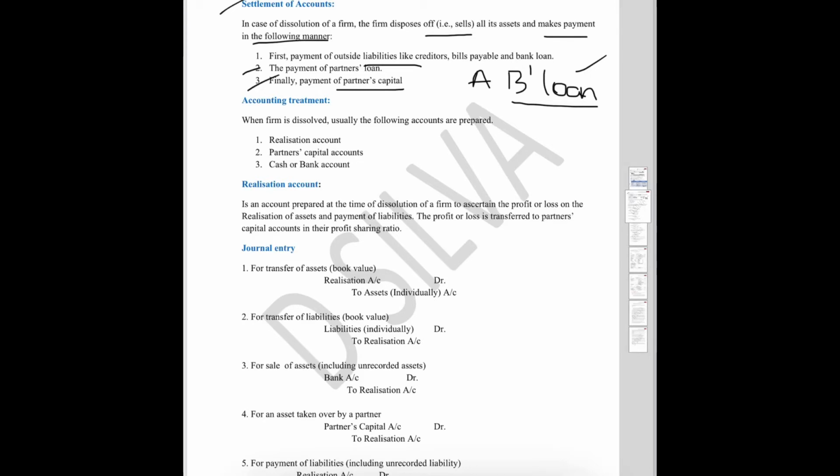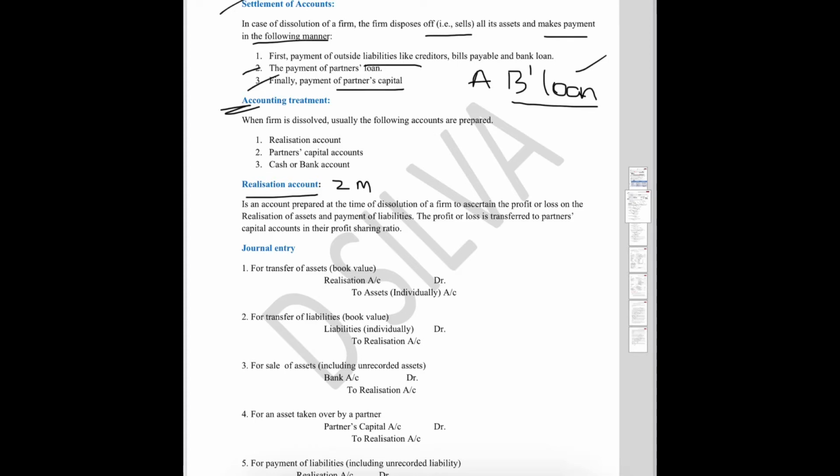The next one is accounting treatment. When a firm is dissolved, usually the following accounts are to be prepared. First, realization account. Second, partners' capital account. Third, cash or bank account. Now there is an important 2-mark question, that is, what do you mean by realization account? It is an account prepared at the time of dissolution of a firm to ascertain the profit or loss on the realization of assets and payment of liabilities.